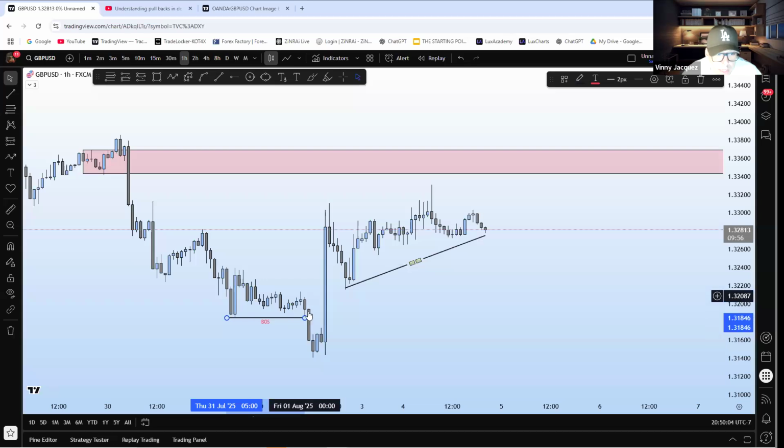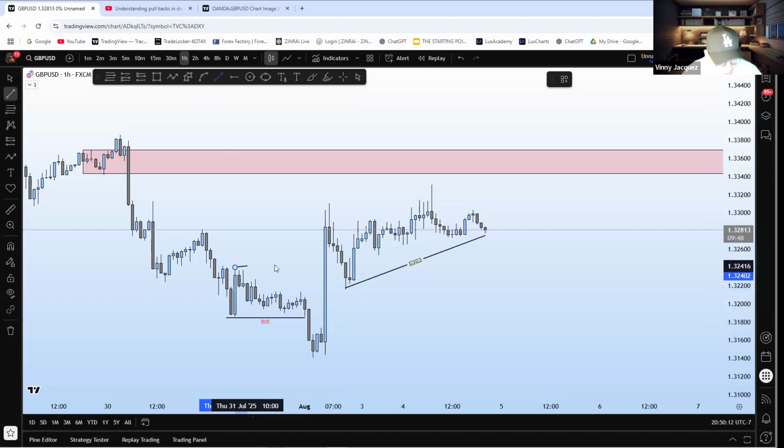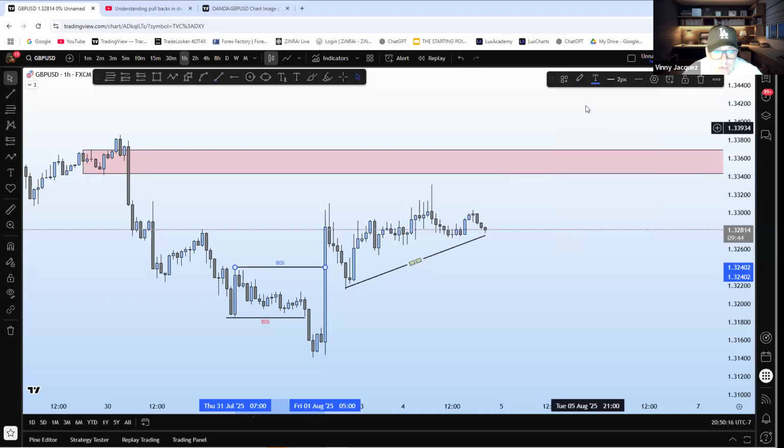I mean, that looks like an institutional move, and that does look like an imbalance, right? That is a break of structure, and this is a change of direction. So, I mean, I don't know. Find me your best smart money trader and send them my way.